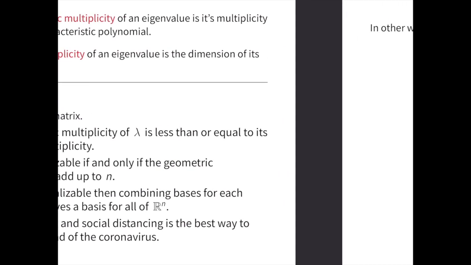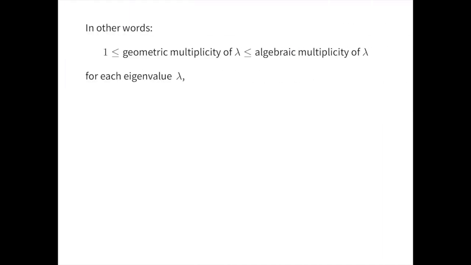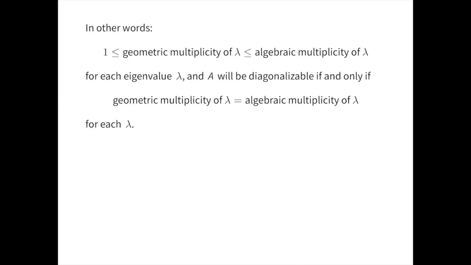So let's restate this theorem a little bit differently. Okay? What this theorem is telling me is that the geometric multiplicity of an eigenvalue is always less than or equal to the algebraic multiplicity. And the matrix is going to be diagonalizable if and only if the geometric multiplicity of lambda is equal to the algebraic multiplicity of lambda for every single eigenvalue. If you find a single eigenvalue whose geometric multiplicity is less than the algebraic multiplicity, then you're not going to be able to diagonalize it.